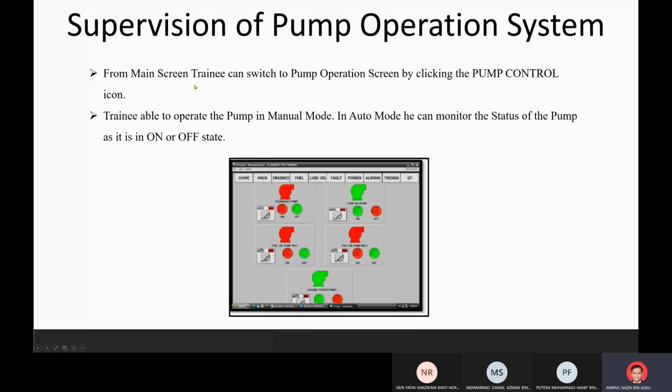Now, okay, for the last, supervision of the pump operation system. From the main screen, the trainee can switch to the pump operations screen by clicking the pump control icon. The trainee is able to operate the pump in manual mode. In auto mode, he can monitor the status of the pump as on or off. From the main screen, the trainee can operate the pump in manual mode or auto mode.